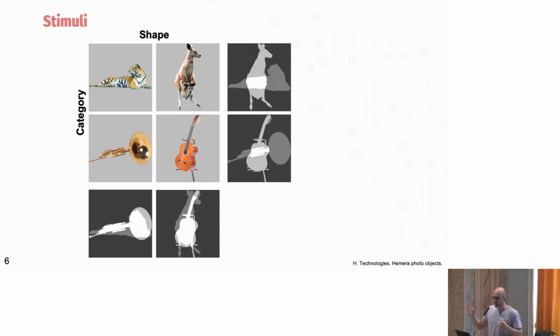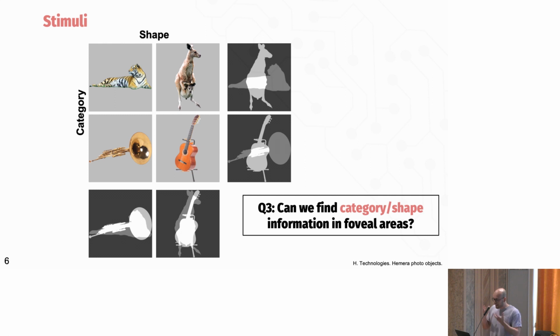And we had different shapes. We had a more horizontal and a more vertical shape to sort of assess, can we find category or shape-specific information in the foveal area? So is it more higher level or just lower level information that we find? Now let's go to the results.